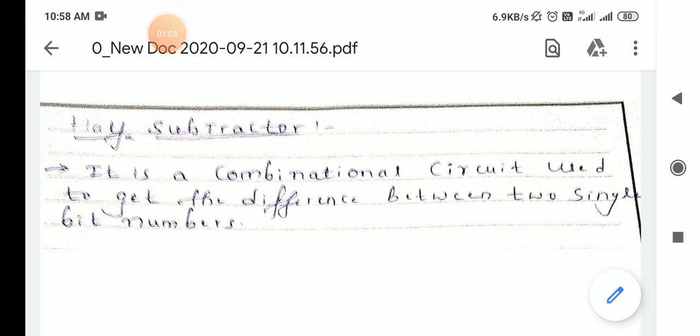Today's class we will move on to the half subtractor. Already you know what the half subtractor is. It is a combinational circuit used to get the difference between two single bit numbers.